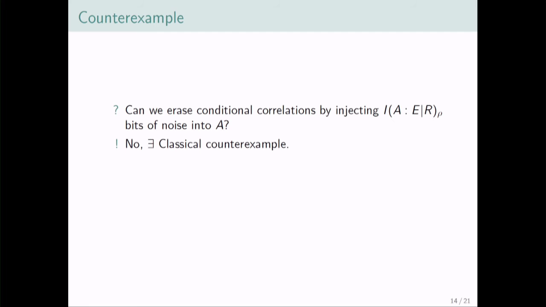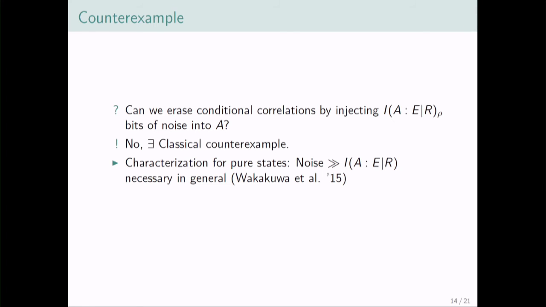There's even a classical counterexample to this idea, which is quite simple, but unfortunately it takes a bit too long to explain for this short talk. What is more, there's some previous work by Wakakua et al. which characterizes this task of erasing the conditional correlations by locally acting on this A system here. But they were able to characterize it in terms of some function that's discontinuous in terms of the quantum state, and in general much larger than the quantum conditional mutual information.